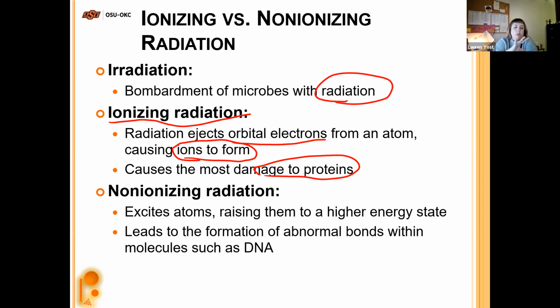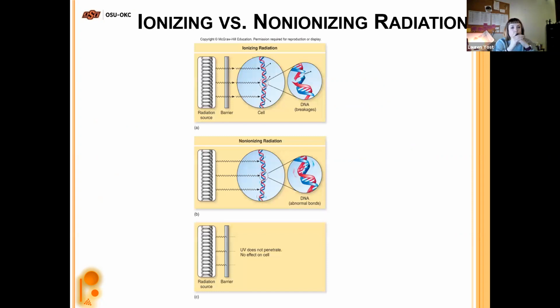That's what's going on. Non-ionizing radiation is going to excite atoms and literally cause abnormal bonds to form where there shouldn't be bonds. And that's pretty common in DNA to happen with exposure to UV radiation. So these are examples of ionizing versus non-ionizing radiation, not examples, but how dangerous they are comparatively.